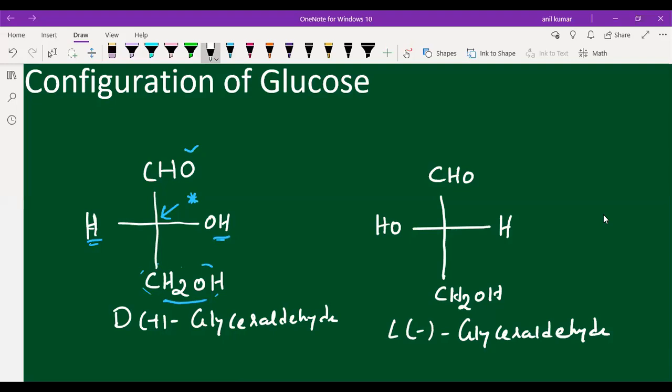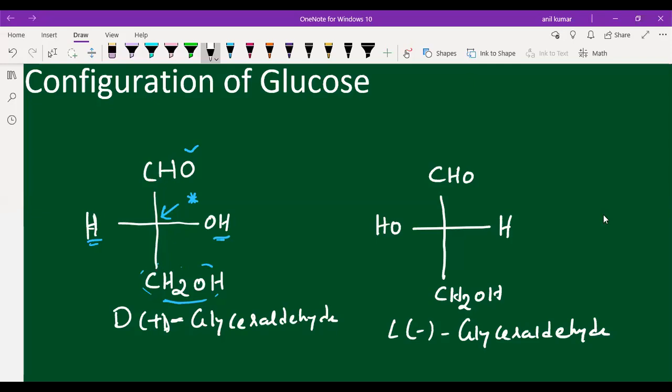What is this D and what is this plus? Why can't we say it is normal glyceraldehyde? Why are we calling it D plus glyceraldehyde? Why are we calling this L minus glyceraldehyde? On your mobile screen, you can see there are two glyceraldehydes on the screen. One is D plus glyceraldehyde, the other is L minus glyceraldehyde. Why do two glyceraldehydes exist? Why do we need to write D plus and L minus?